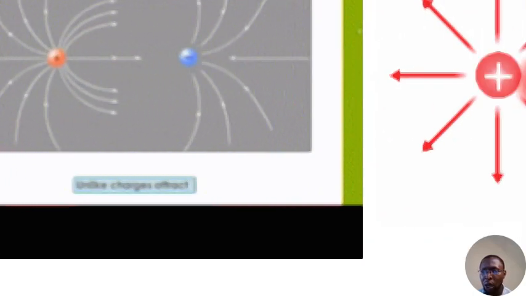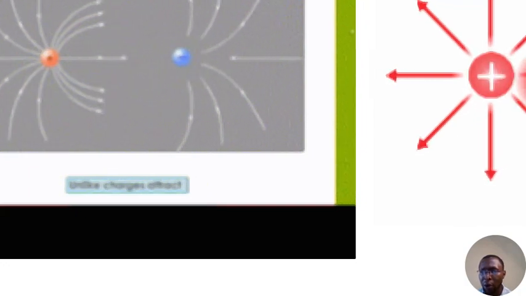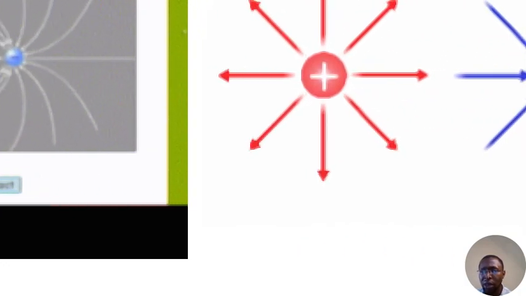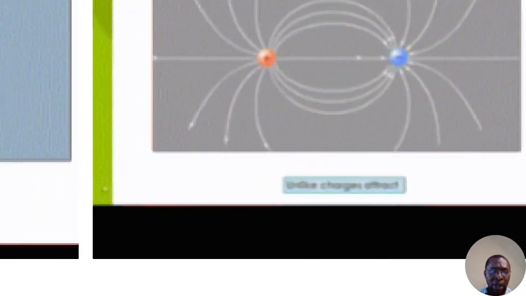Okay, so those are the ways in which electric fields are generated. We have the isolated positive charge, which we talked about earlier, and we have the isolated negative charge. Then we talked about unlike charges attracting each other and like charges repelling each other.